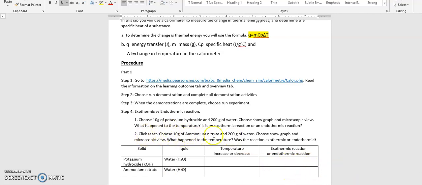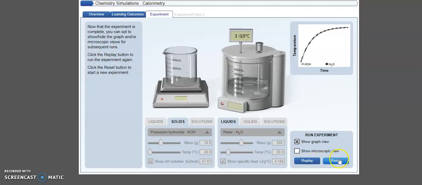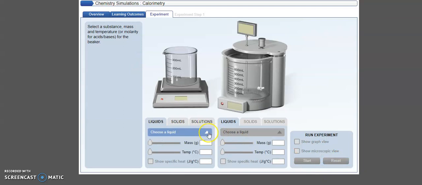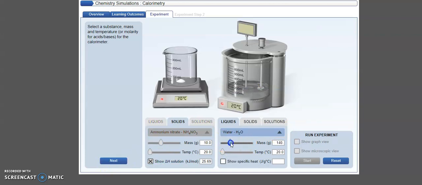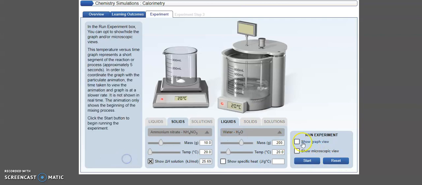Now here you're going to do 10 grams of ammonium nitrate and 200 grams of water. So go back, hit reset. We're going to use ammonium nitrate, 10 grams again, because we want to keep it the same. And water, 200 grams of water, just like we did on the last one. I'm going to show the graph because I need to see that. Hit start.